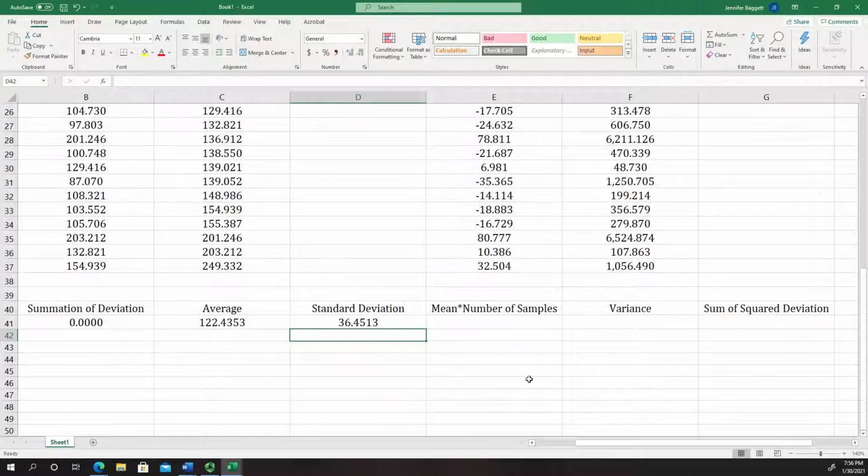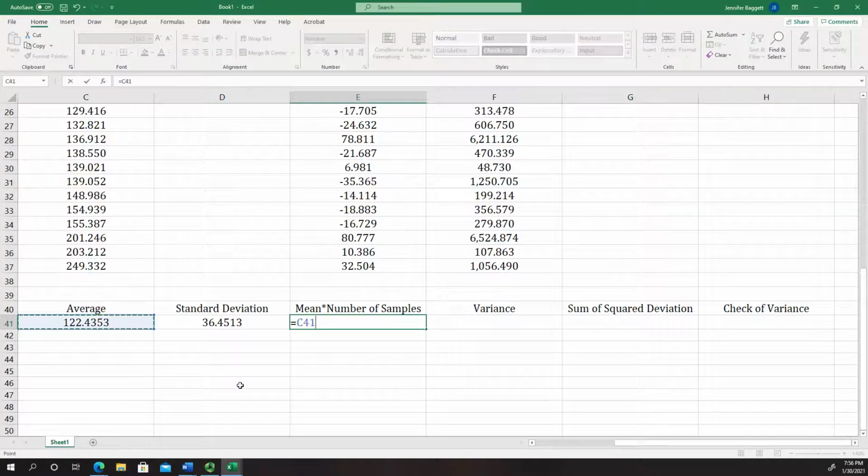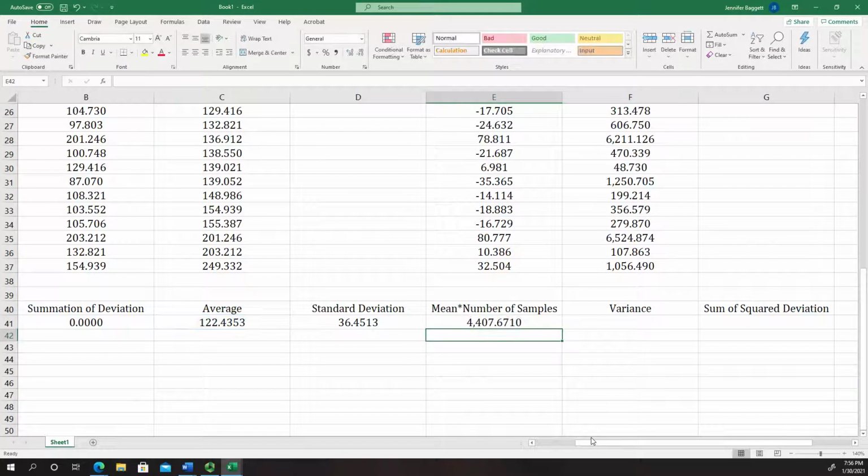So now we have our standard deviation term. In order to determine our sample variance, we want to calculate our variance value. The reason this mean times number of samples value is given is that it can be used to determine our check of variance. I do that just to show that you can get the variance value in two ways. So our mean times number of samples is equal to our average value multiplied by the number of samples that we have, and we have 36 samples. So our mean times number of samples value is approximately 4,407.